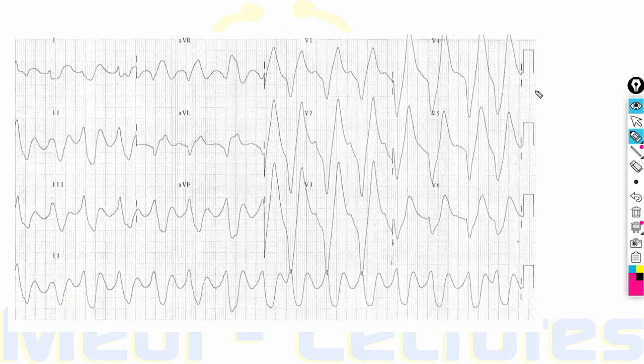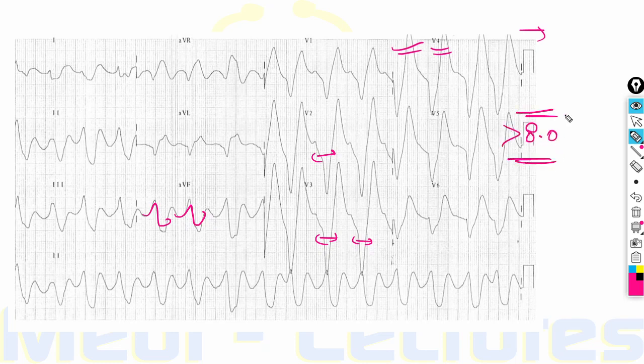Now let's come to the second example. Let's identify what must be the blood potassium levels in this patient. There are tall peaked T waves along with loss of P waves as well as widened QRS complex and development of sine wave pattern. So this patient must be having potassium levels of more than 8 millimoles.